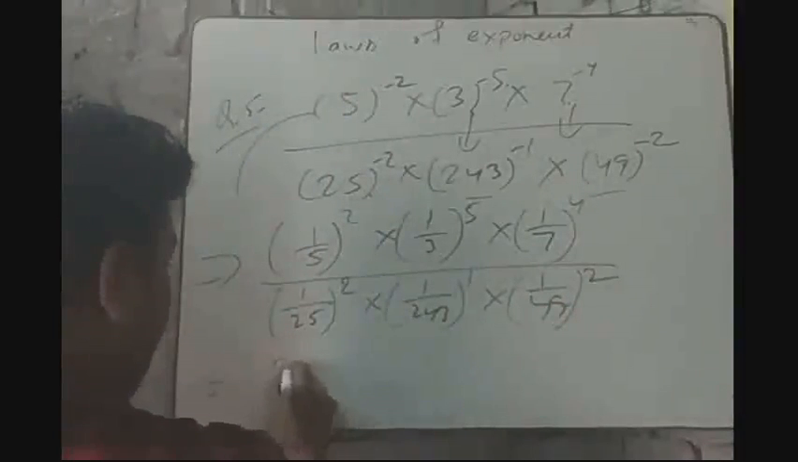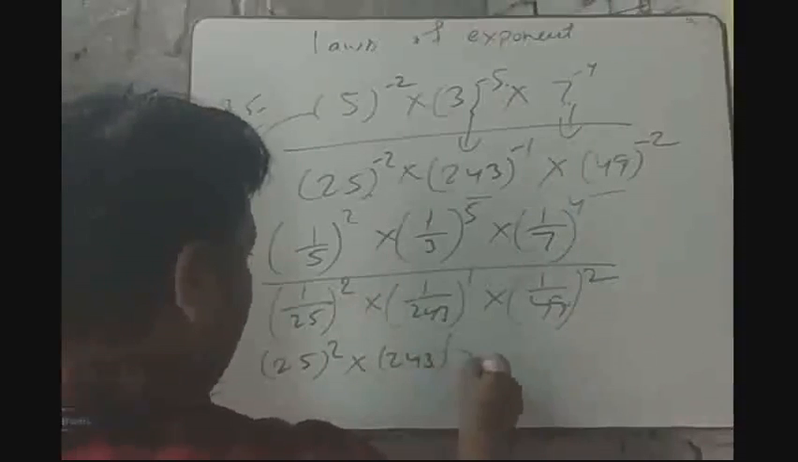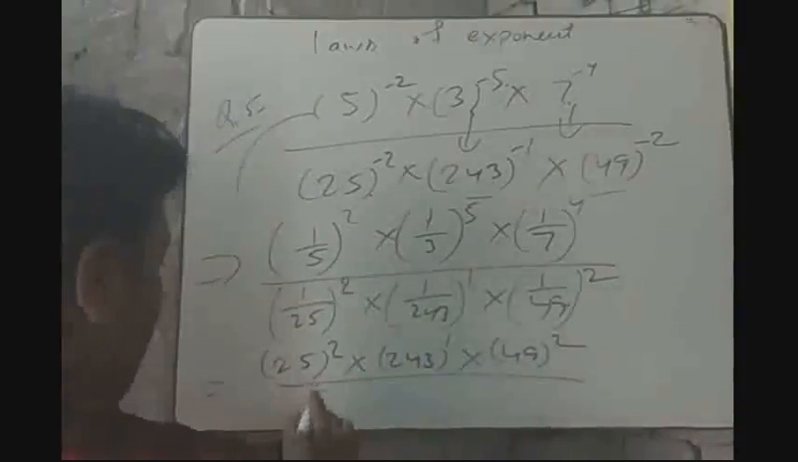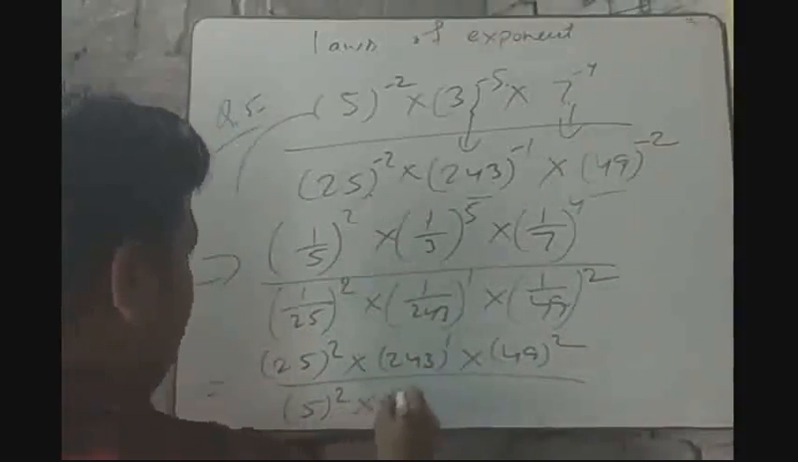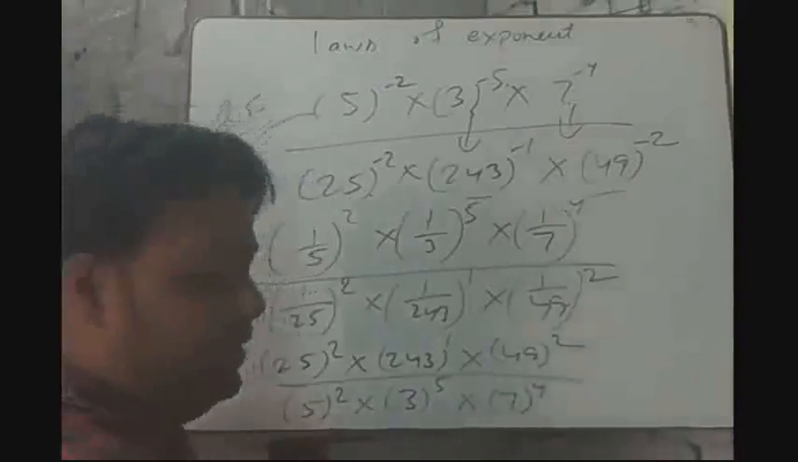Now we will change. That is, 25 to the power 2, 243 to the power 1, 49 to the power 2 will go upside, by, and this will go downside: 5 to the power 2, 3 to the power 5, and 7 to the power 4. Then we will solve. Now I am using the upside value. You all will note it down. Okay.